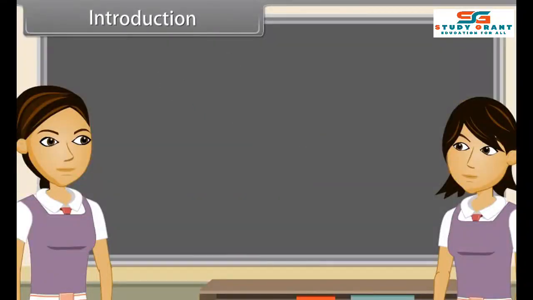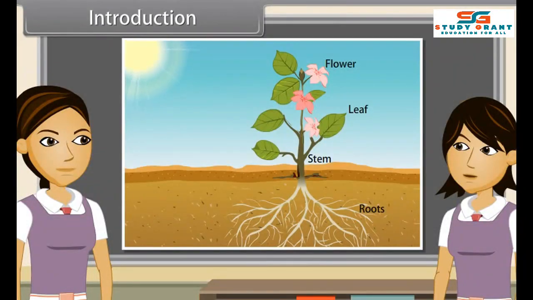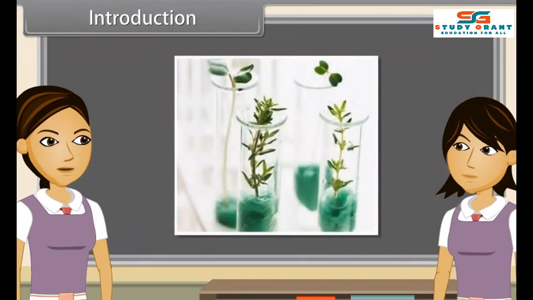Introduction. As we already know, plants do not have a nervous system and sense organs like eyes, ears, or nose like the animals have. Yes, but they can still sense things like light, gravity, chemicals, water, and touch by actions of hormones on them.